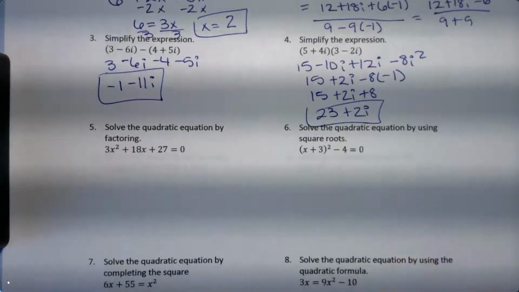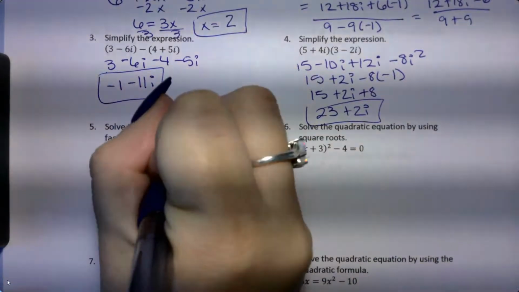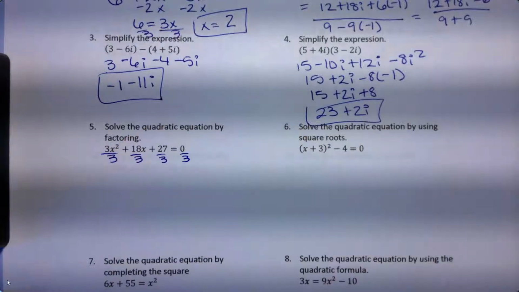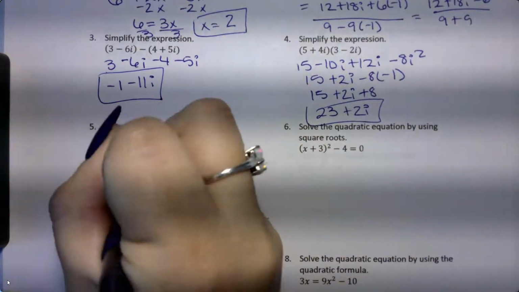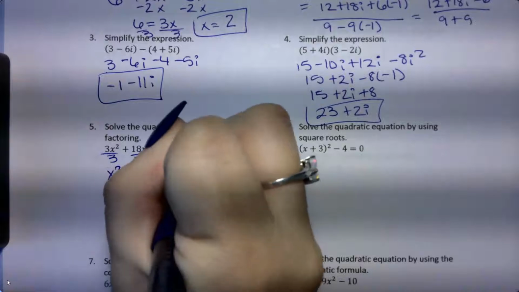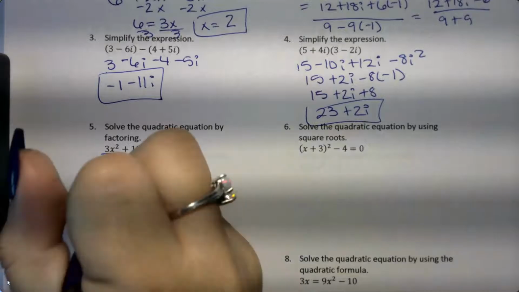Number 5 wants me to solve the quadratic equation by factoring. The first thing I want to do whenever I have an a value that's not 1 is check to see if I can divide it out from all of my terms. And this one I actually can. All 3 of those numbers are divisible by 3. And then I, of course, want to remember to divide the 0 by 3. So this just gives me x squared plus 6x plus 9 equals 0. Then I want to look for what multiplies to 9 and adds to 6. This is 3 and 3.